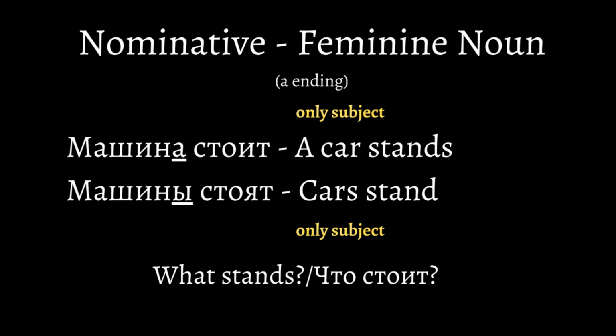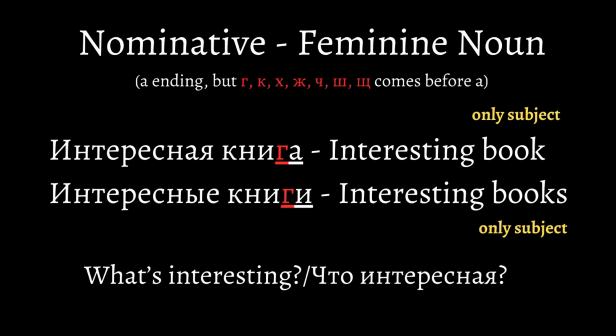Машина стоит and машины стоят. It's a feminine noun that ends in а, and we pluralize it by replacing it with ы. Also, remember that the letters ш and щ are always spelled with и. Here we have a feminine noun that has an exceptional ending.